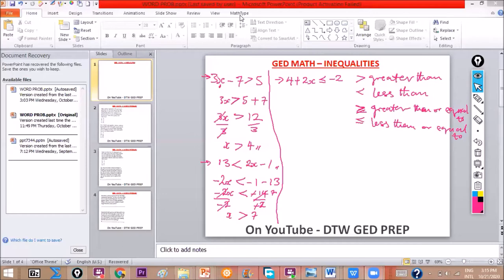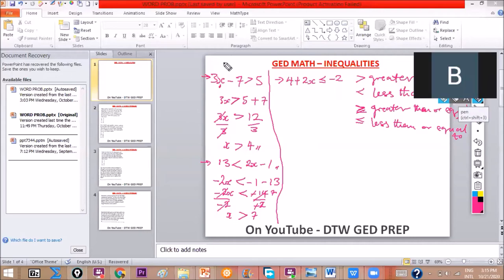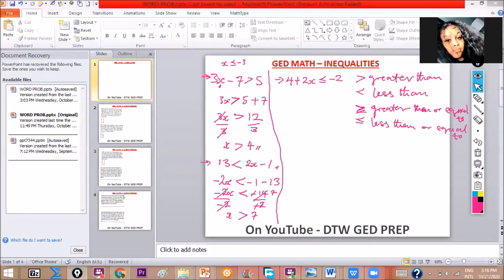Yes. Okay. So I'm going to put 2x equal to minus 2 minus 4, and divide it by 2. It's going to be minus 3, so x is less than or equal to minus 3. You said x is less than or equal to minus 3. Okay, anyone with the same answer? Can anyone try to work it through?